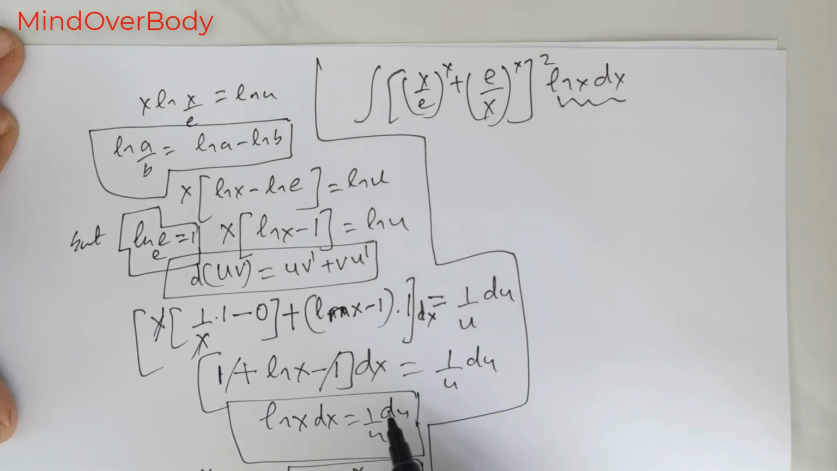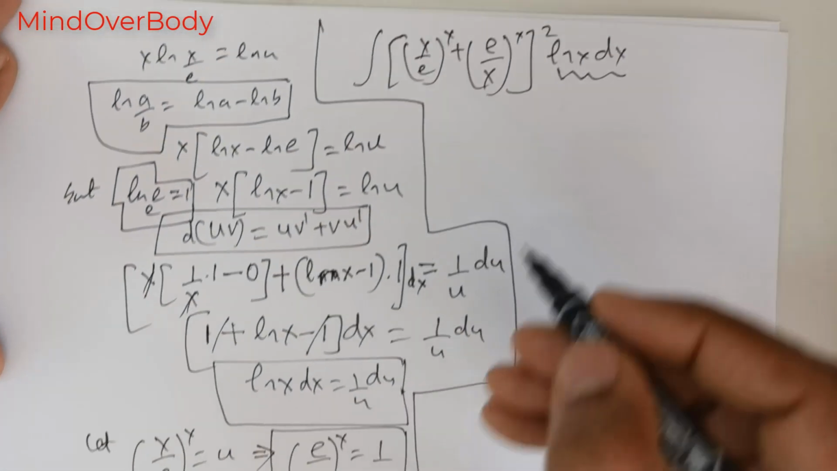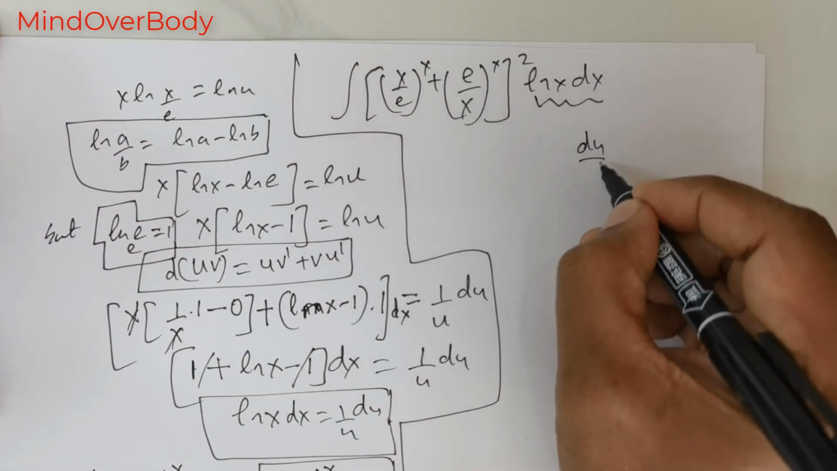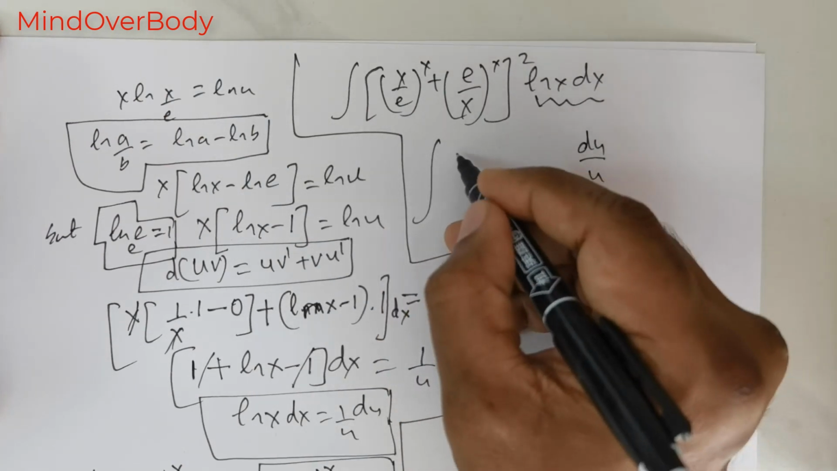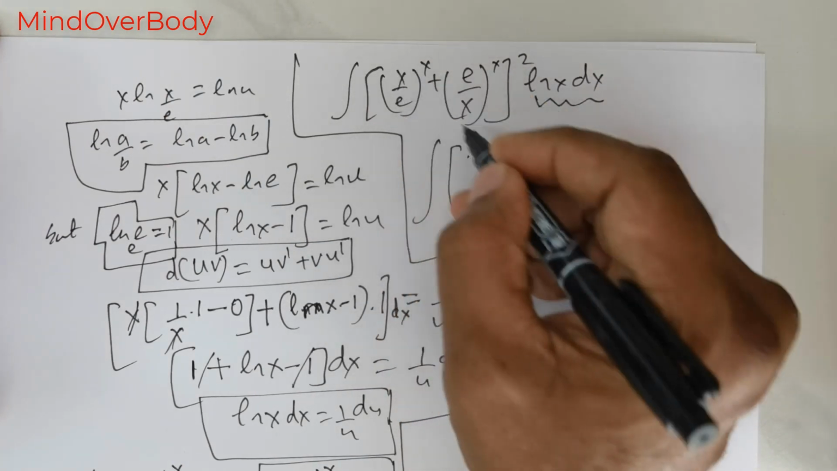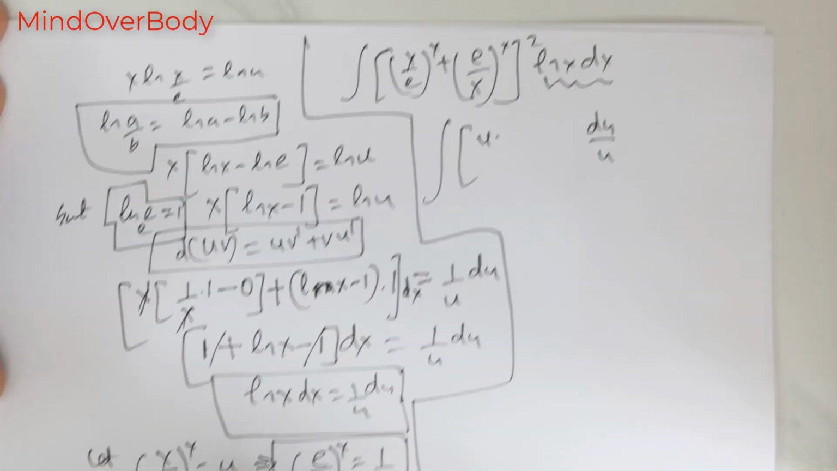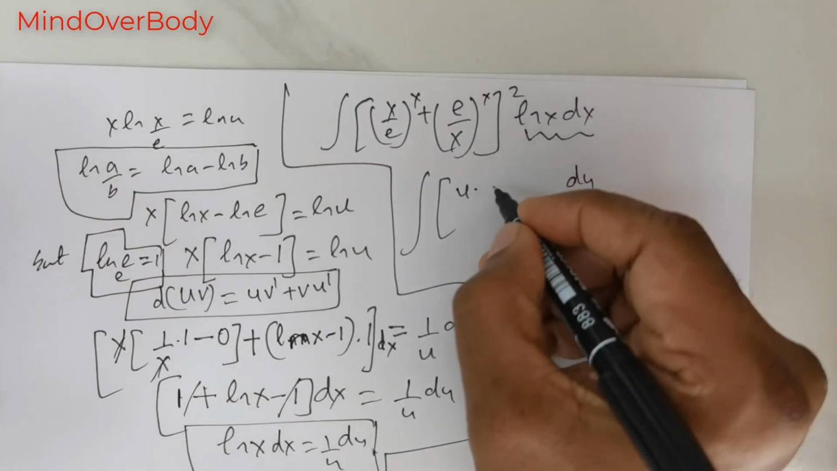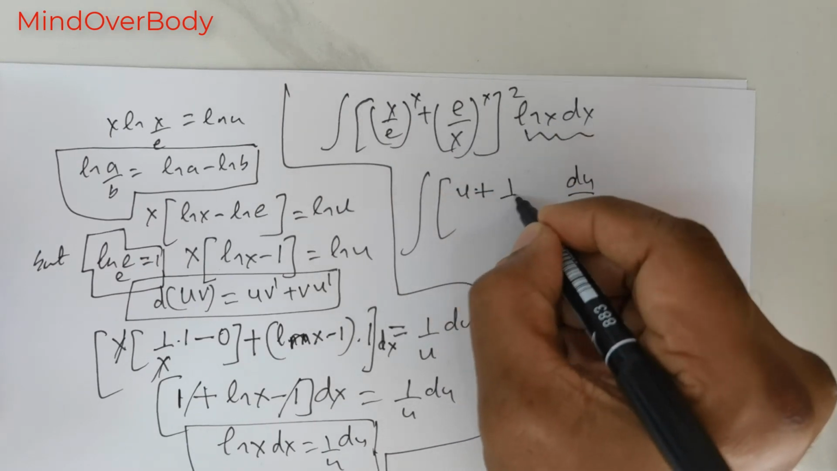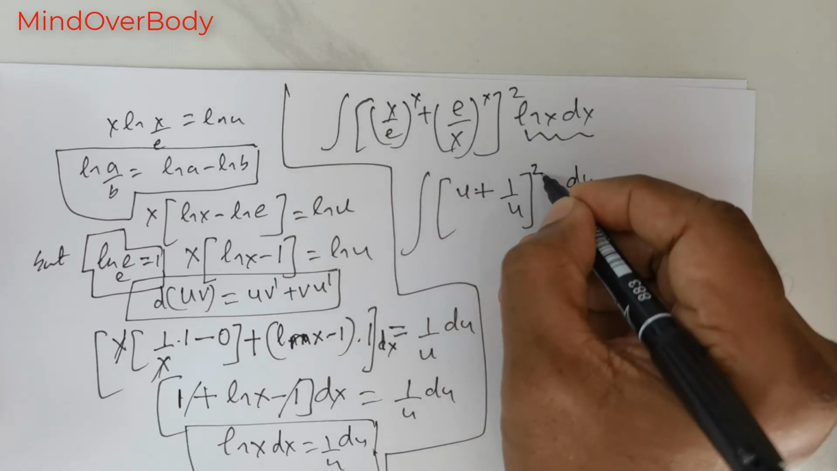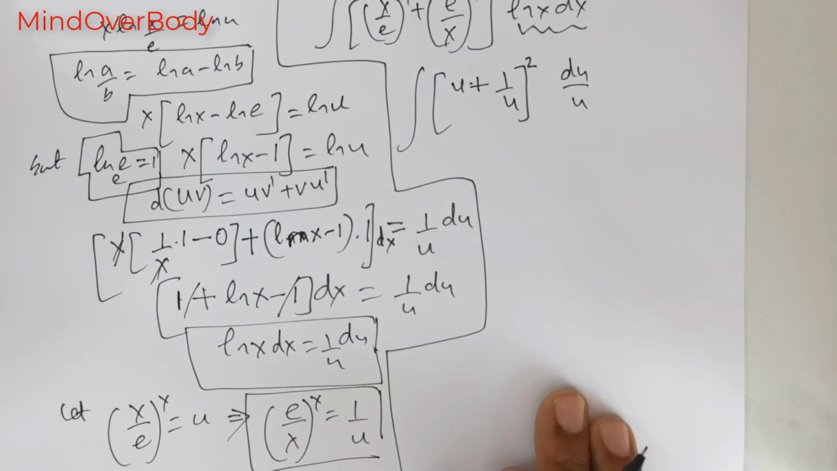Now ln x dx is du over u. Place that du over u with the integral sign. (x over e)^x is u. That is the substitution we have taken here. Plus, this is going to be 1 over u, the whole thing raised to the power of 2. This is what we have got.